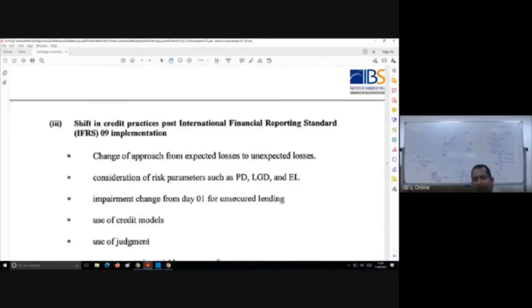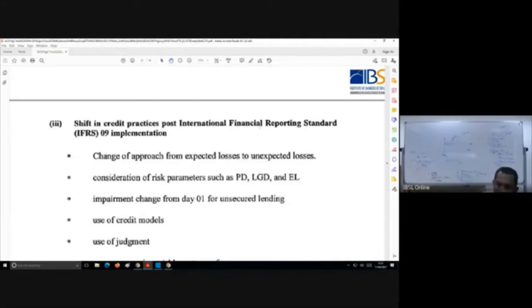Shift in credit practice with the International Financial Reporting Standard IFRS 9. Earlier we used to have specific provisioning and general provisioning. From IFRS 9, we shifted to expected loss, which is PD, probability of default, LGD, loss given default, and EAD, exposure at default. So with IFRS, we went to impairment. Earlier, we started specific provisioning only when they were in default and NPL. Now from day one, we provide based on our knowledge of the customer.